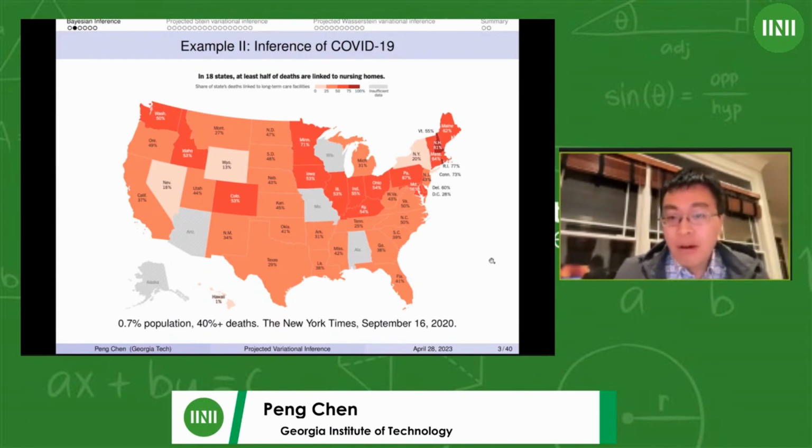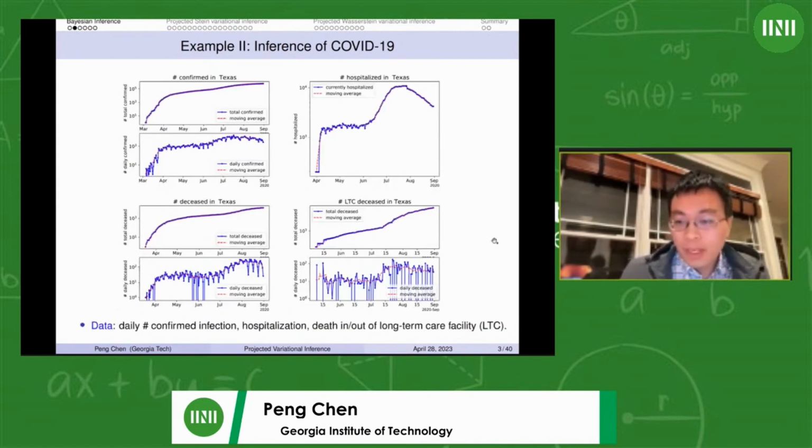So now I would like to know the parameters that can explain the data. The data we collected at that time include the number of confirmed cases in Texas, the accumulated number, and the daily number of confirmed cases. There is some oscillation because of lack of reporting, misreporting, or delay of reporting, so we can take a moving average of this number.